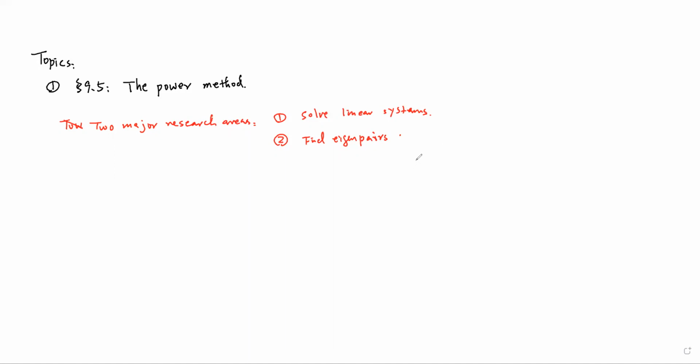Now today, we first study how people find eigenvalues and eigenvectors in practice. This section is section 9.5 in the book that I sent you by email yesterday. The first method is the power method. This method looks for one eigenvalue, the largest eigenvalue in magnitude. First, let's take a review of what eigenvalues and eigenvectors are.